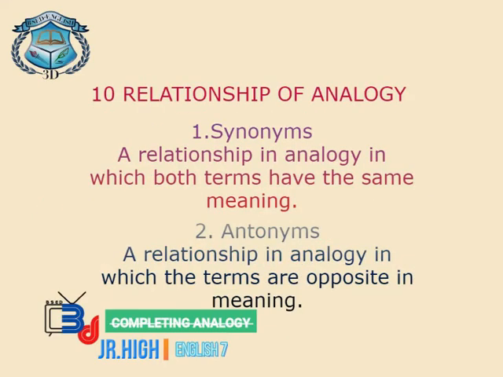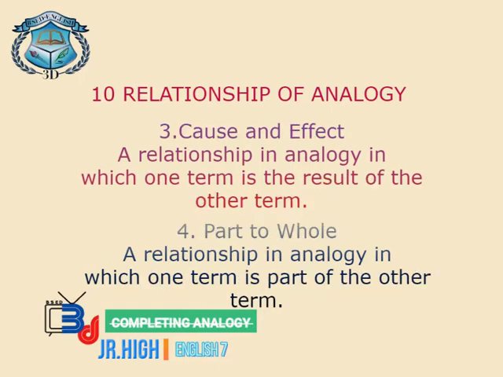Let us not forget the relationships of analogy. The first one is synonyms, a relationship in which both terms have the same meaning. The other one is antonyms, a relationship in which the terms are opposite in meaning. The third and the fourth are cause and effect and part to whole. Cause and effect is a relationship in which one term is the result of the other term, while part to whole is a relationship in which one term is part of the other term.